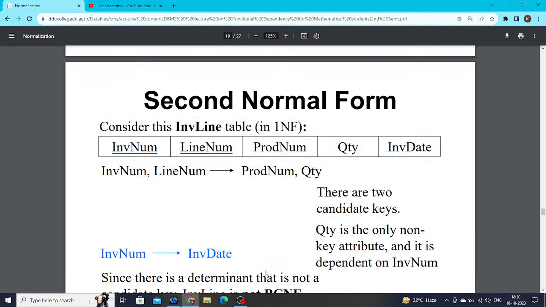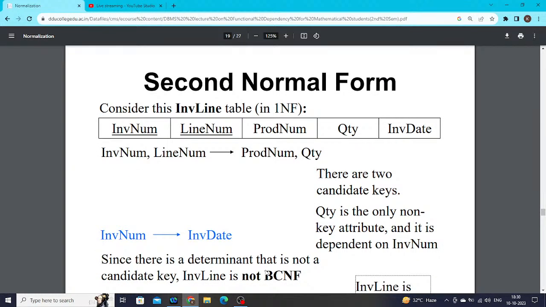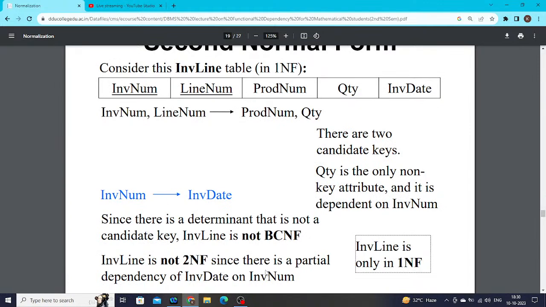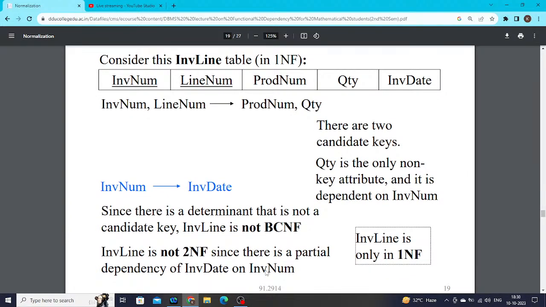Second normal form: consider this INV line table in first normal form, meaning there is no partial dependency and no transitivity. So INV number and line number determine product number and quantity, which are dependent on these. So there are two candidate keys. Quantity is the only non-key attribute, and it is dependent on INV number.